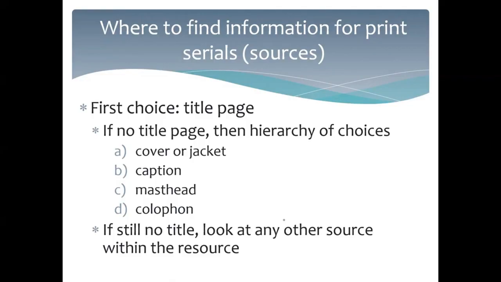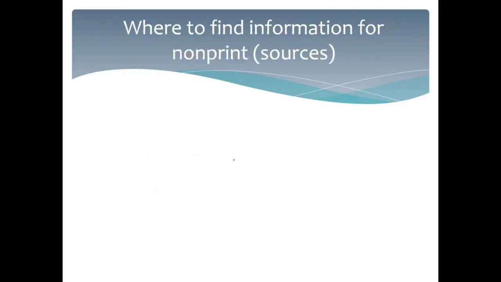If there's still no title, you can look at any other source within that resource, and that's where you get to that subscription page. So if you can't find a title anywhere else, there should be some subscription information on that serial somewhere, and hopefully some information about the title there as well. To subscribe to Painters Quarterly, and then it's going to give you information about subscribing to it, but at least you have the title to start with.